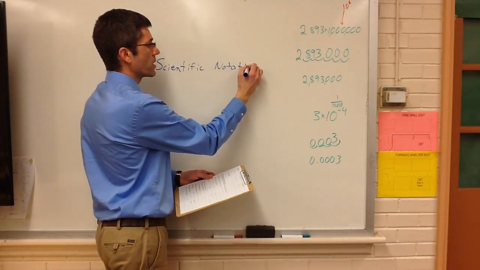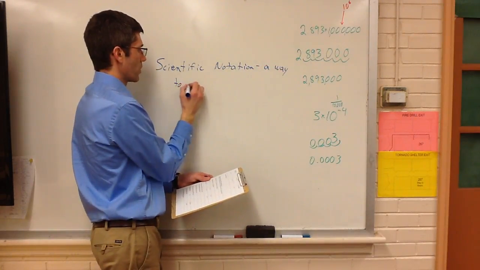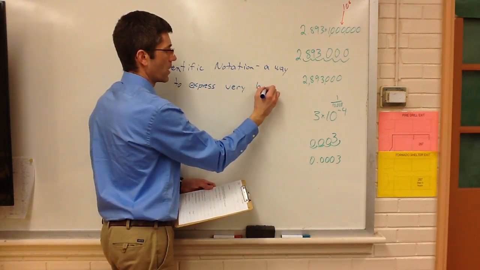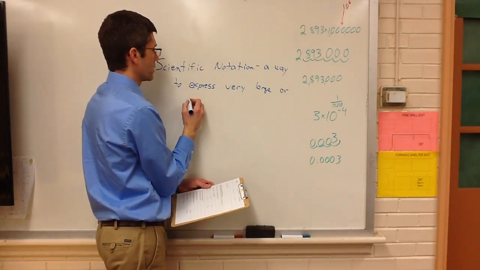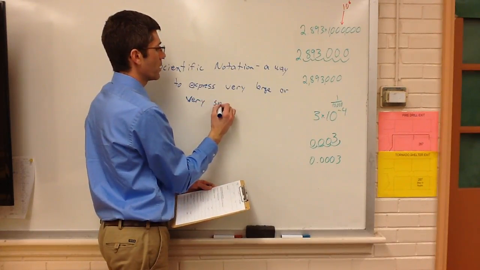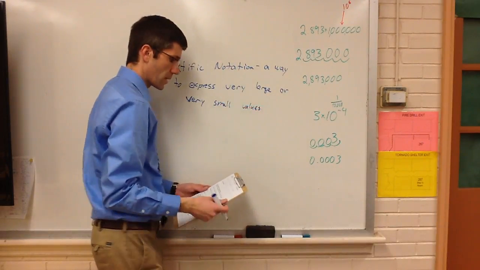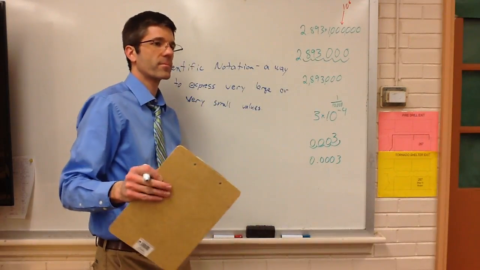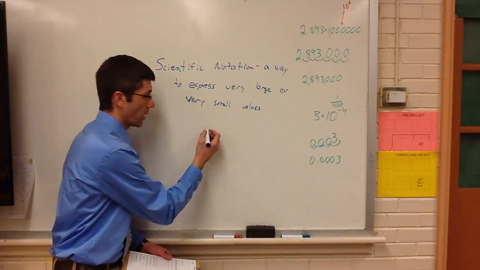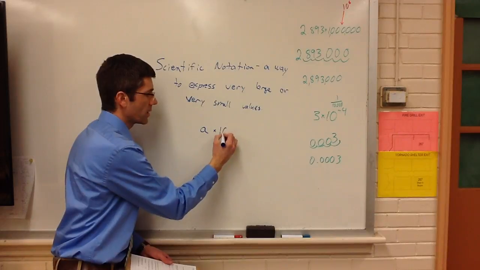Scientific notation is a way to express very large or very small values. And there's a format to it. It needs to be some number. I'm going to call it A, then times 10 to the n.